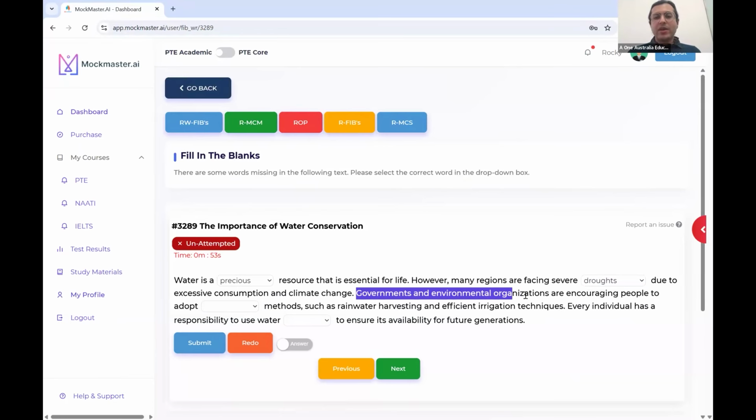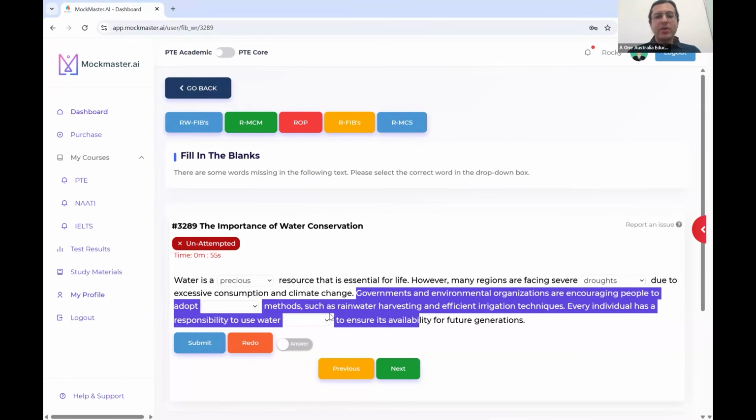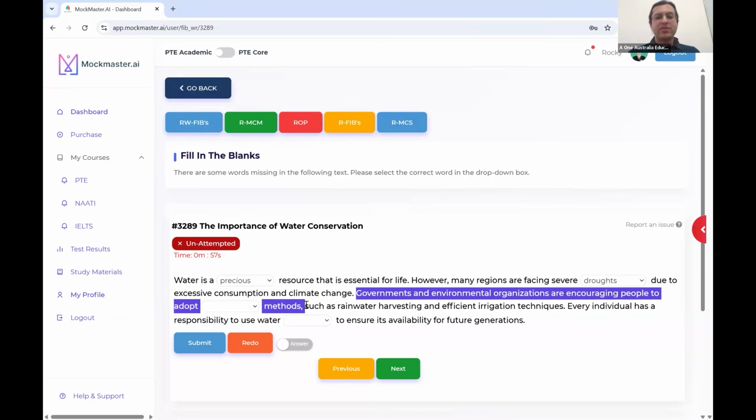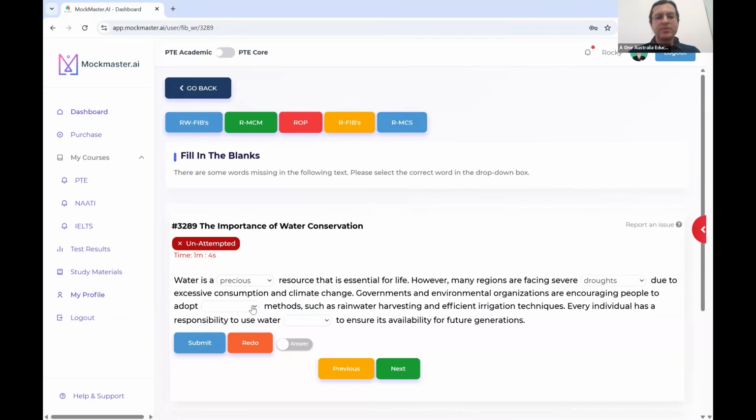Governments and environmental organizations are encouraging people to adopt dash methods. Now, it is encouraging. Encouraging, is it positive or negative? It is positive. So obviously we need a positive word over here, which is conservation. Conservation means saving or preserving for future use, such as rainwater harvesting. So these are positive ways. So the correct answer should be conservation.